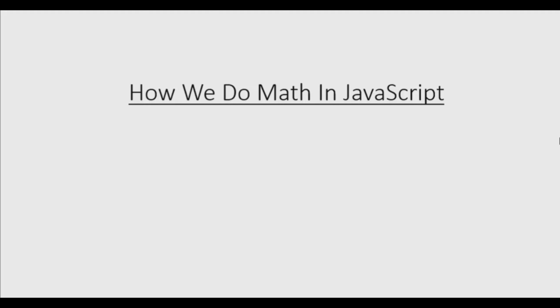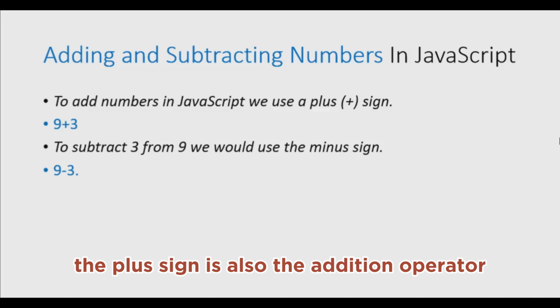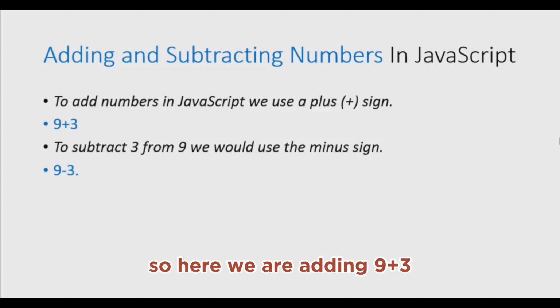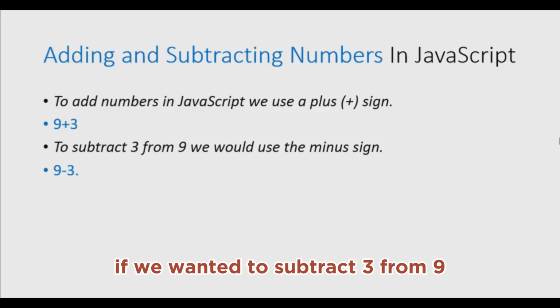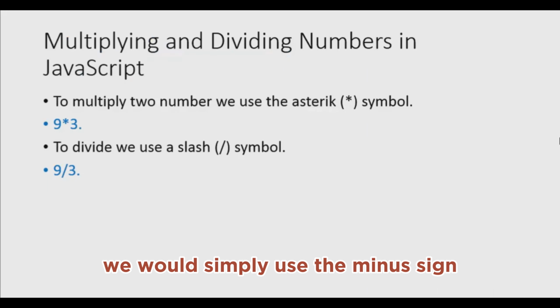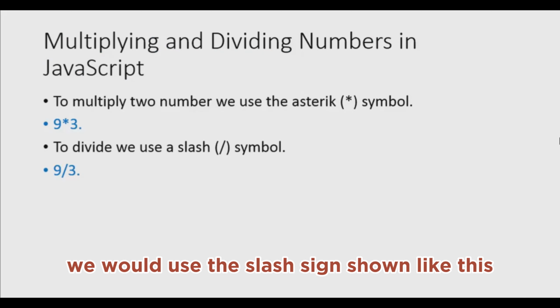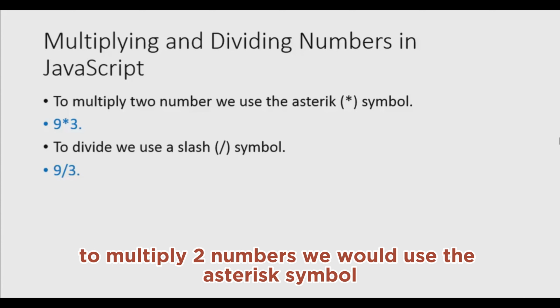So let's begin. To add numbers together in JavaScript, we use the plus sign. A fancy word for the plus sign is also the addition operator. So here we are adding 9 plus 3. If we wanted to subtract 3 from 9, we would simply use the minus sign. If we wanted to divide two numbers, we would use the slash sign, shown like this. To multiply two numbers, we would use the asterisk symbol.